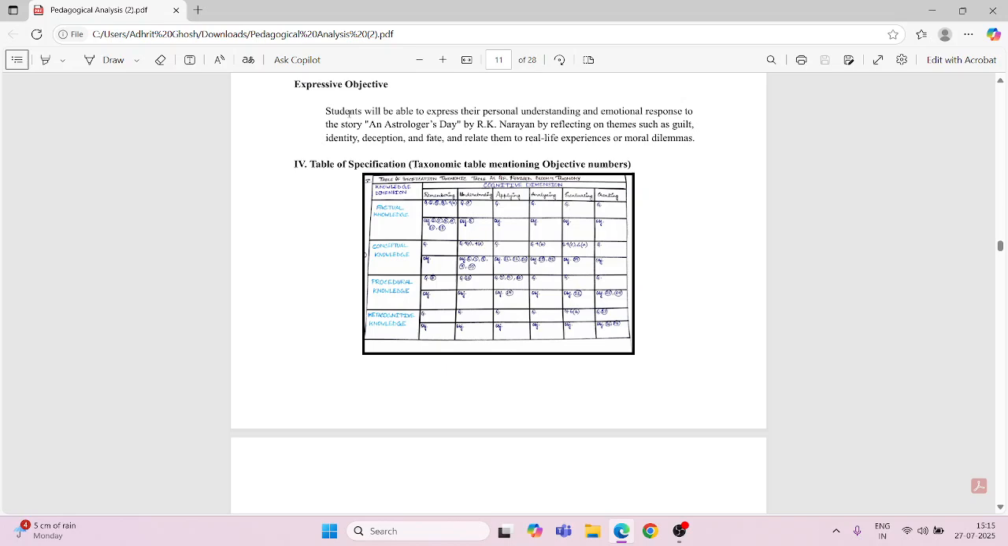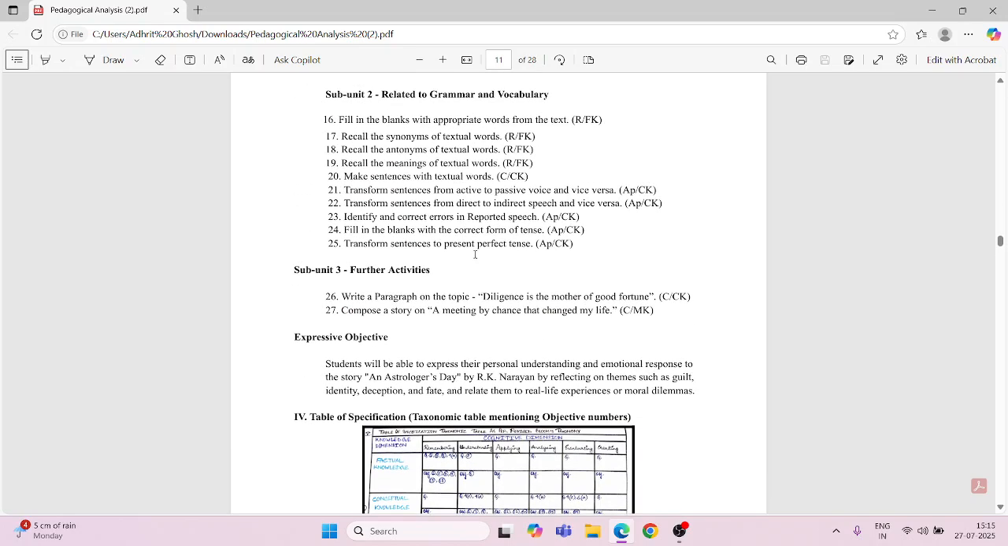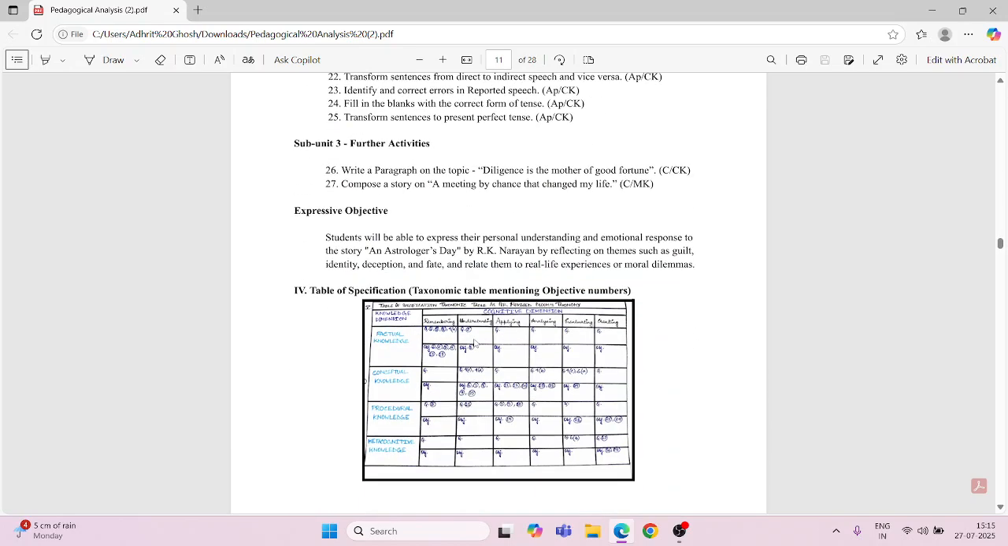This looks something like this. This table is not exactly based on these objectives, so I've just given you a sample table to see, so that you know how you write a taxonomic table that is based on revised Bloom's taxonomy. We call that table of specification or blueprint, which has on the left hand side the knowledge dimension with factual knowledge, conceptual knowledge, procedural knowledge, and metacognitive knowledge.